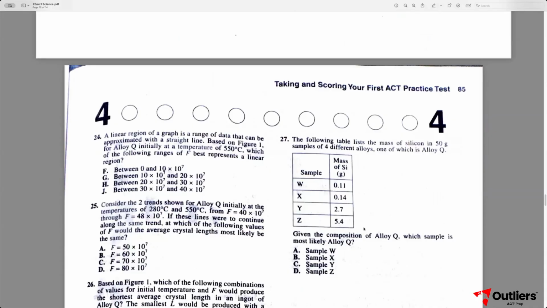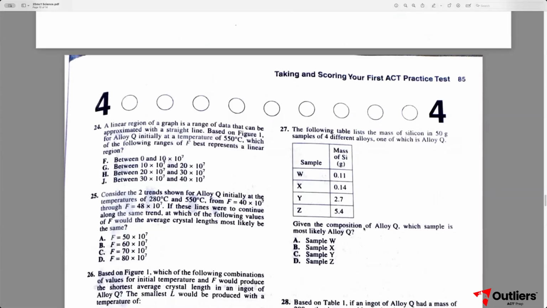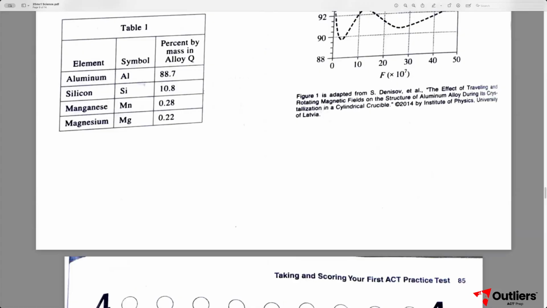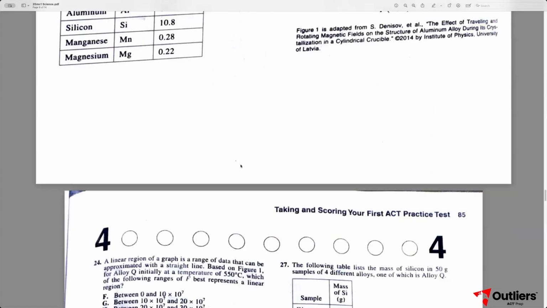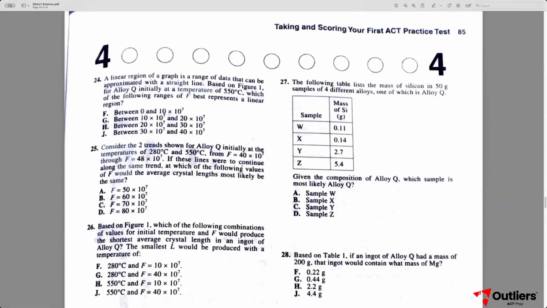Now, I know you don't have your calculator on the science, and so what you need to do is be strategic about what numbers you solve for. So look at W and X. If you divide 0.1 by 50, or 0.11 or 0.14, that's not even going to break 1%. But we see that silicon is all the way up here at 10% in alloy Q. So we know that W and X are not going to be the right answer. And so we don't even need to do long division to solve that.